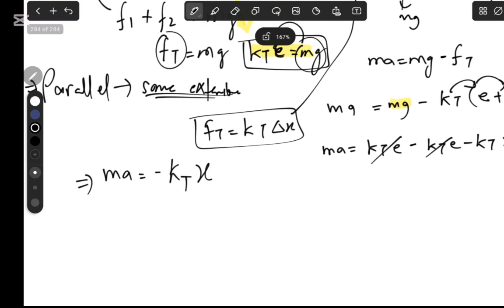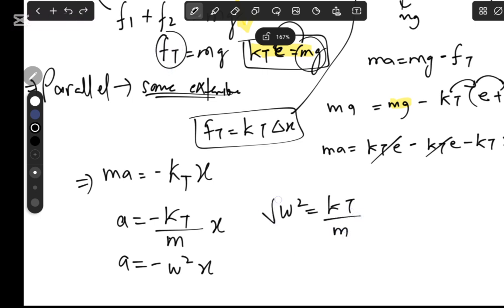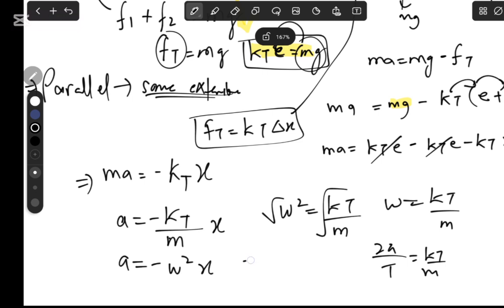Now here we can say a is equal to minus total spring constant divided by m, times x. I can compare it to a is equal to minus omega squared x. So omega squared is equal to K total over m, and I can square root both sides. Omega is equal to the square root of K total over m. 2 pi over T is equal to the square root of K total over m. And then I get T is equal to 2 pi times the square root of m divided by the spring constant total.